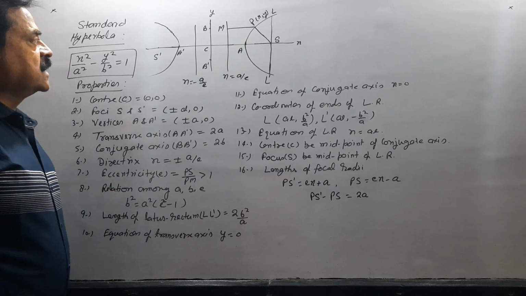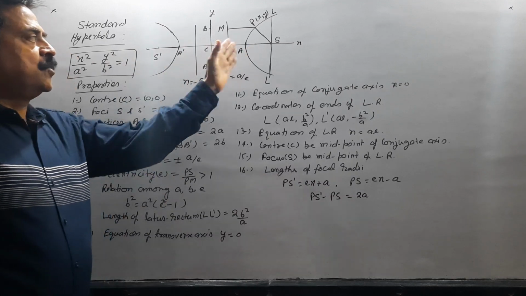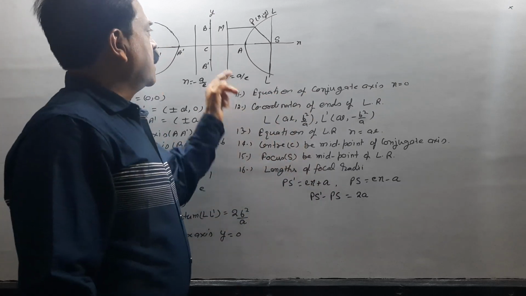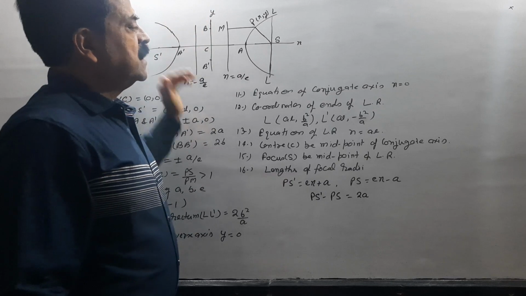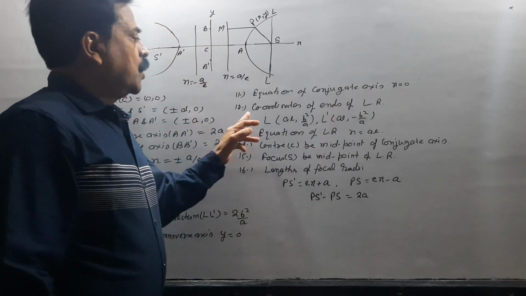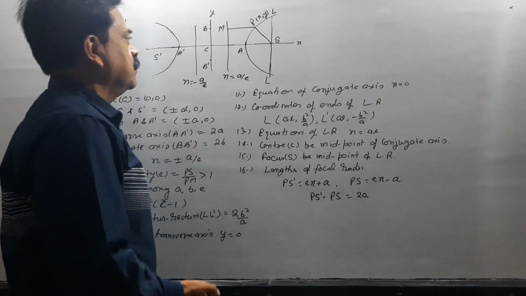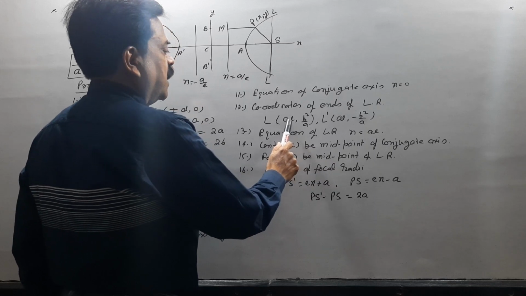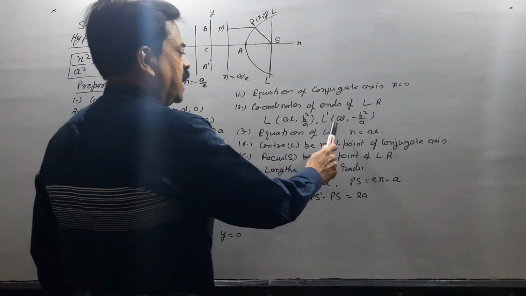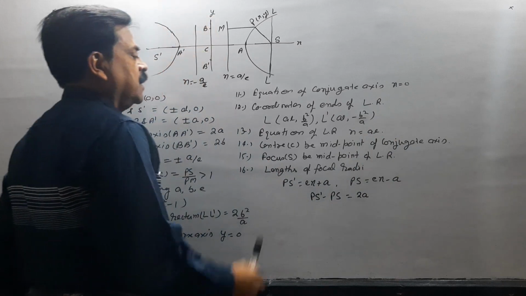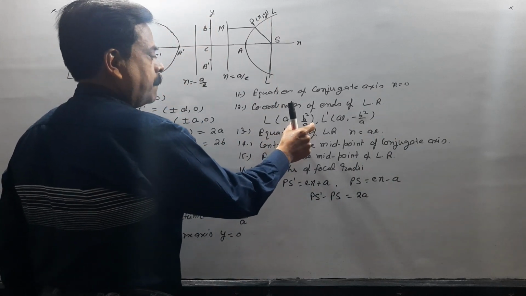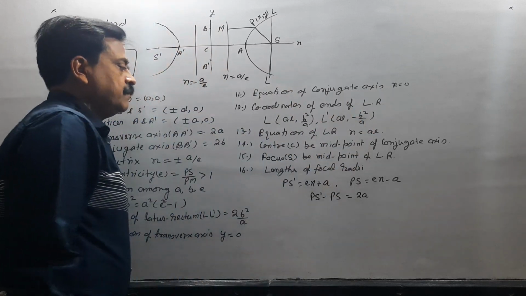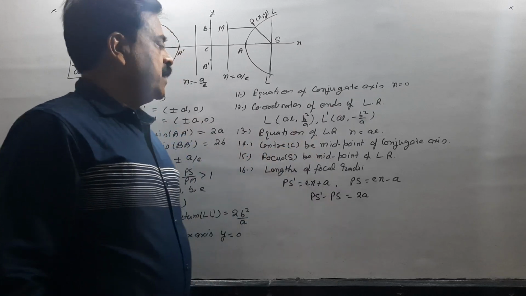Equation of the transverse axis AA dash: it is on the x-axis, so its equation is y equals 0. Equation of the conjugate axis: it is on the y-axis, so its equation is x equals 0. Coordinates of the ends of the latus rectum, L and L dash: L is AE, b square upon a and L dash is AE, minus b square upon a. L lies in the first quadrant, so both are positive, and L dash lies in the fourth quadrant, so positive, negative.